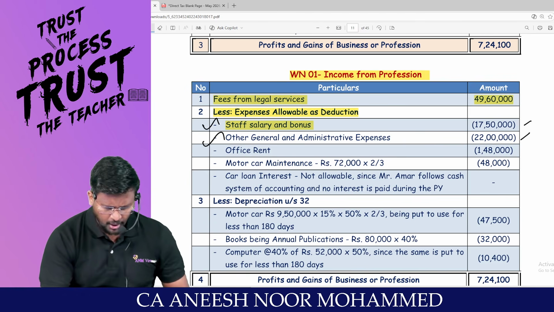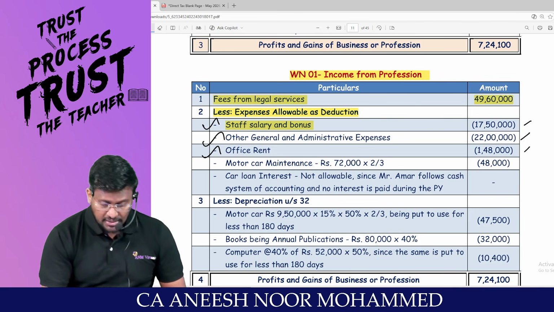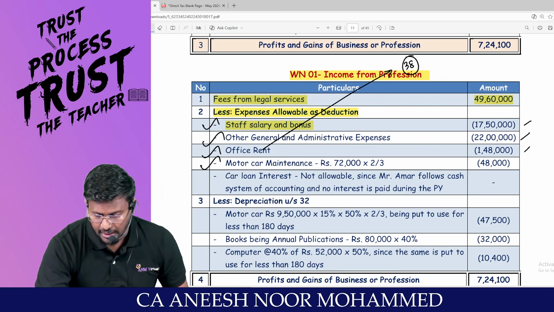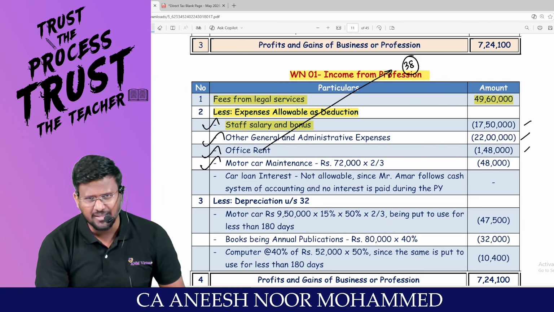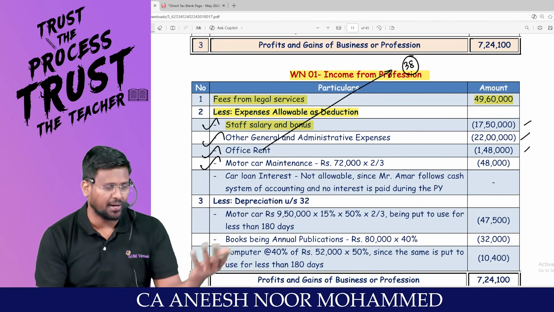You have to remove it. Office rent is definitely related to profession. You have to remove it. Sir, motor car maintenance, you should be very careful because as per section 38, for an asset used for both business and personal purposes, only the percentage attributable to the profession is allowed as deduction.